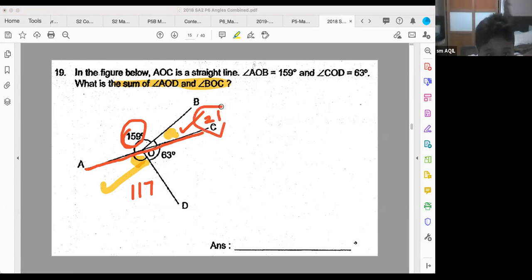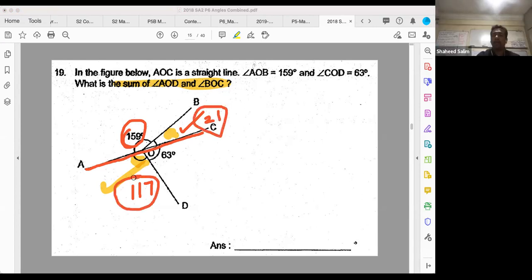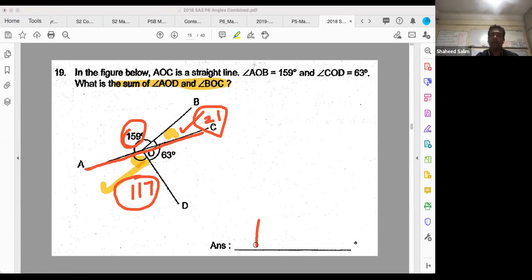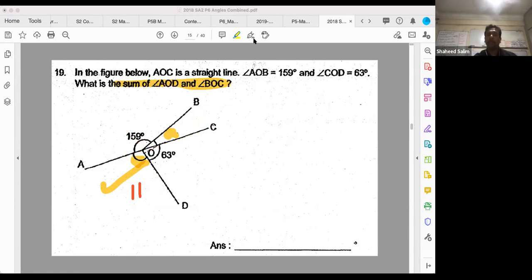You must add these two because they want you to. So 117 plus 21. Yeah, so that's the answer. It equals 138. Or if you don't want to do that method, no problem. I'll show you another method. You can also do this: 360 minus 159 minus 63. You'll get 138 also.